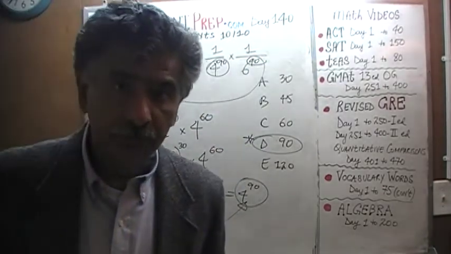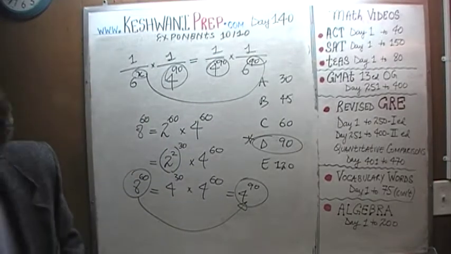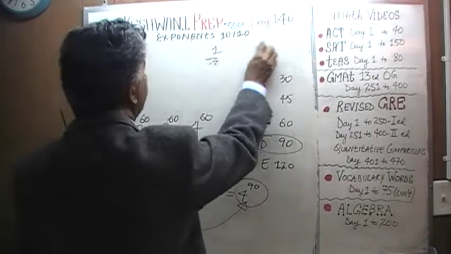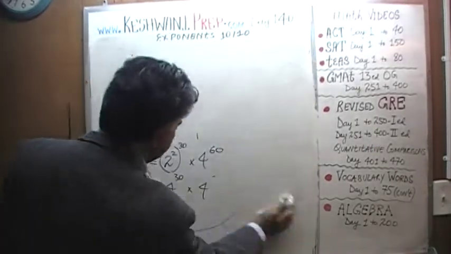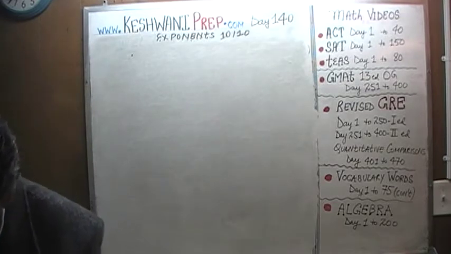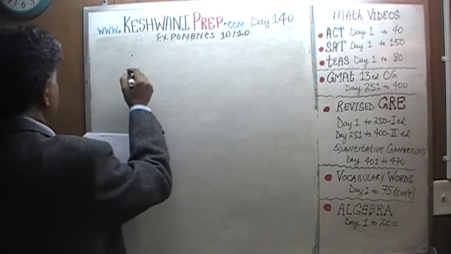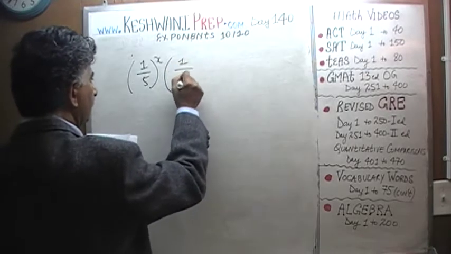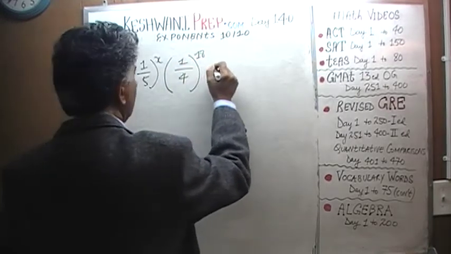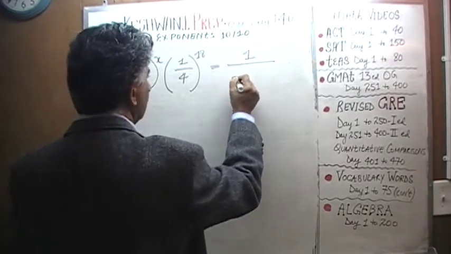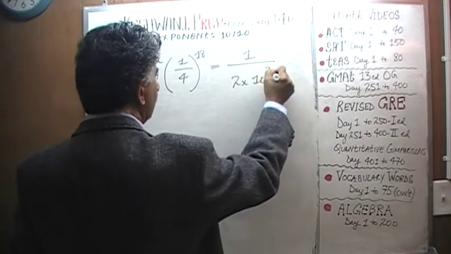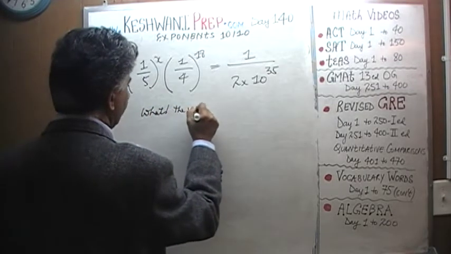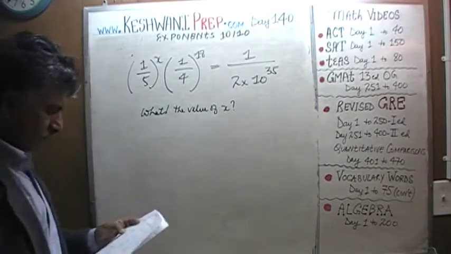You want to do one more? Yes? Let's do one more. One over 5 raised to x times 1 over 4 raised to 18, we are told, equals 1 over 2 times 10 raised to 35. Again, the question is, what's the value of x?